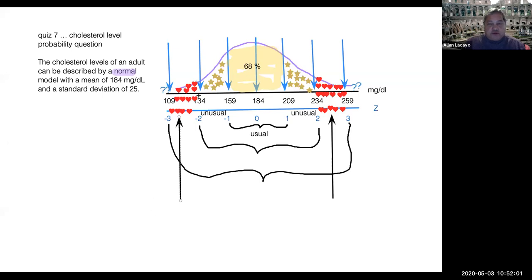So to get results based on this table, whether it's percentages, areas, or values, what we do in this problem is operate the stat calculators, normal, and we're going to set the mean to 184 and the standard deviation to 25. And then we can go ahead and use the calculator.